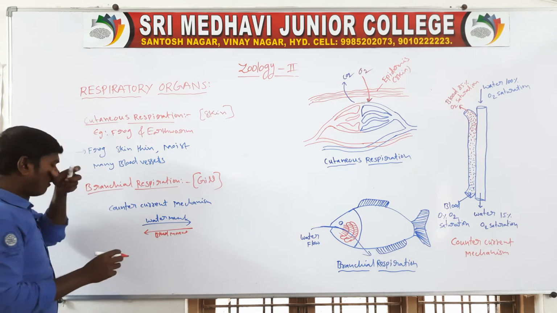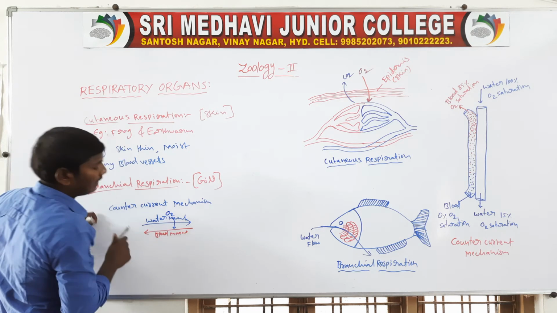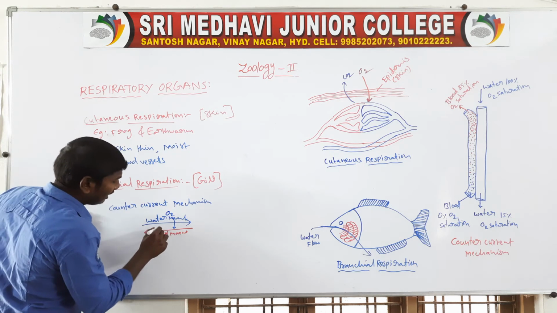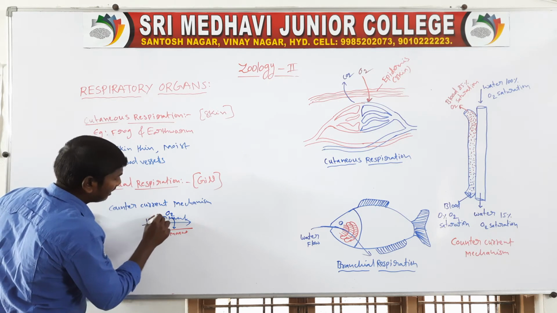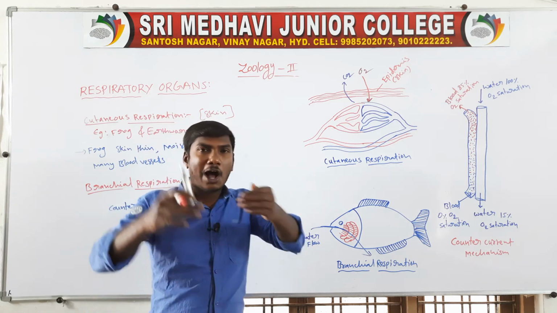Blood movement. The water is presenting the O2, and that O2 diffuses into the blood. The blood is presenting the CO2, and they are moving to this side. So this is the counter current mechanism. Counter current means the opposite direction.